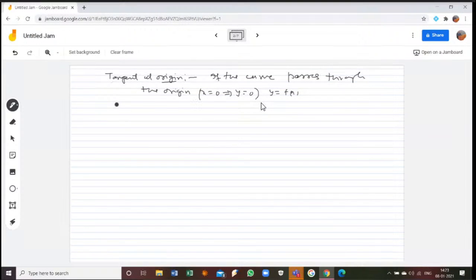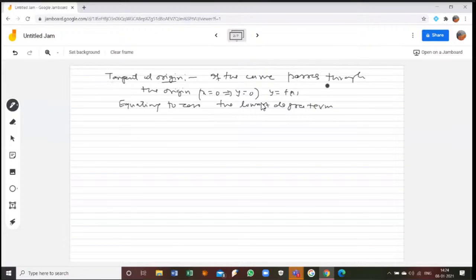So how can you get the tangent at the origin? Anyone can tell me? Sir, equating the lowest degree terms to 0. Yes, equating to 0 the lowest degree term in the given equation.